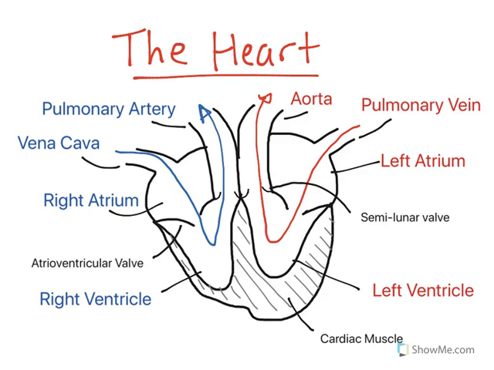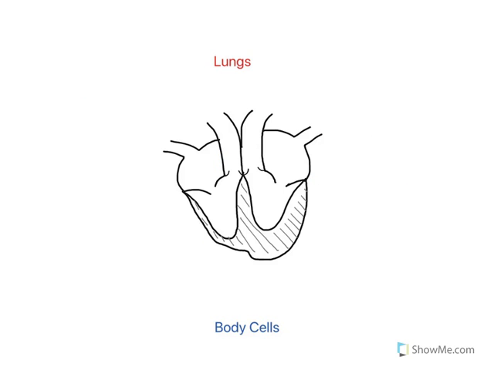Other parts of the heart to mention are the atrioventricular valves between the atria and the ventricles, the semilunar valves which allow the blood to leave the ventricles out into the arteries but stop the blood flowing back into the heart, and the cardiac muscle itself, which is the type of muscle found only in the heart.